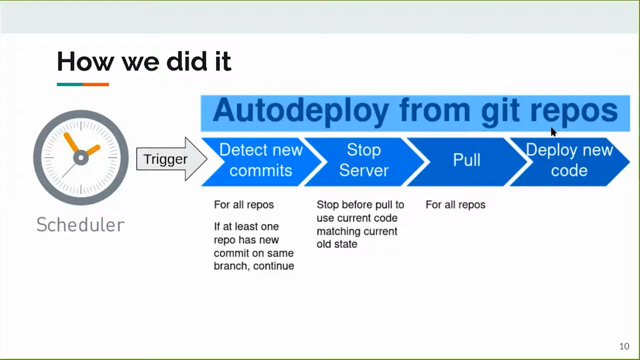So first we detect if there are new commits on all the repos, not just one. We support multiple repos. If at least one repo has new commits on the same branch, basically the branch you want to deploy, the branch that is checked out right now, the process continues. We stop the server, and it's important to stop before pulling new code so that you are using the actual code that is compatible with the current state. Then we do the pull for all the repos, and we deploy the new code.